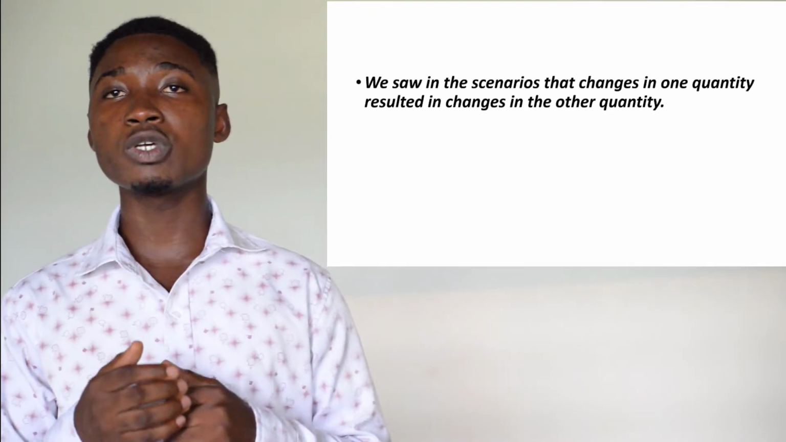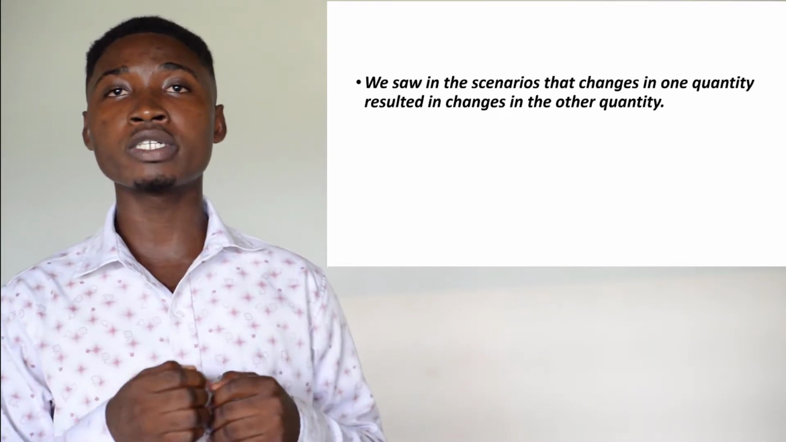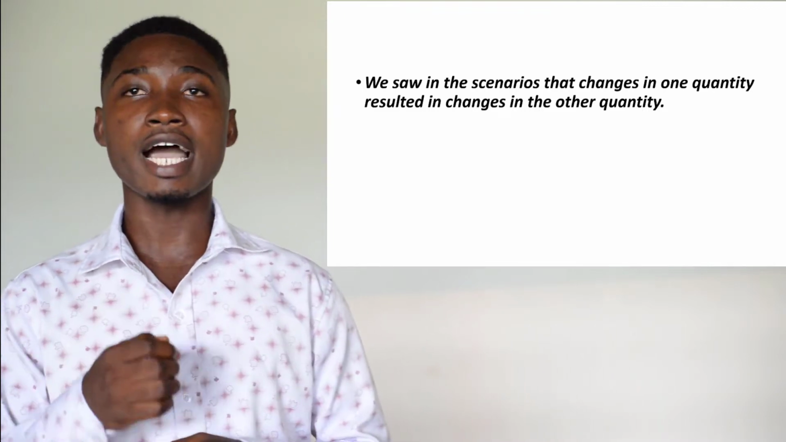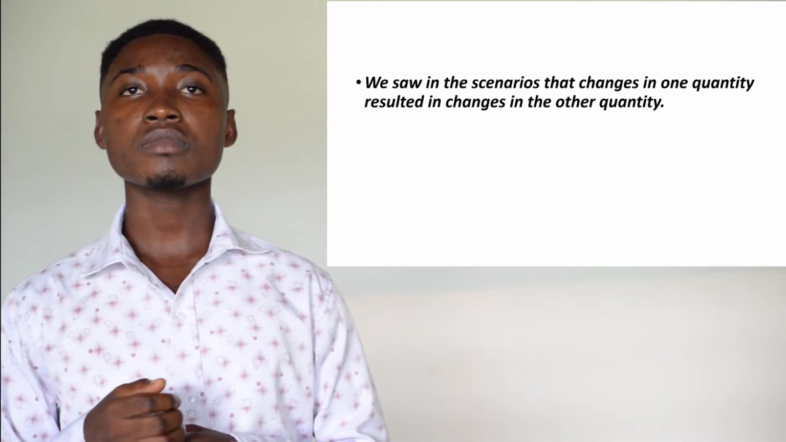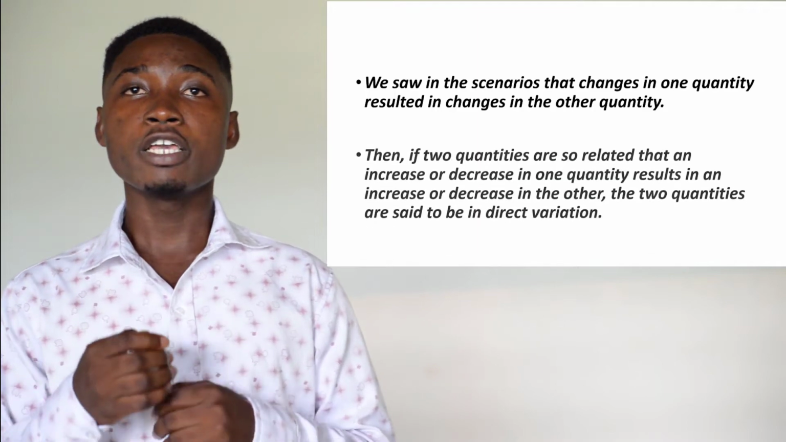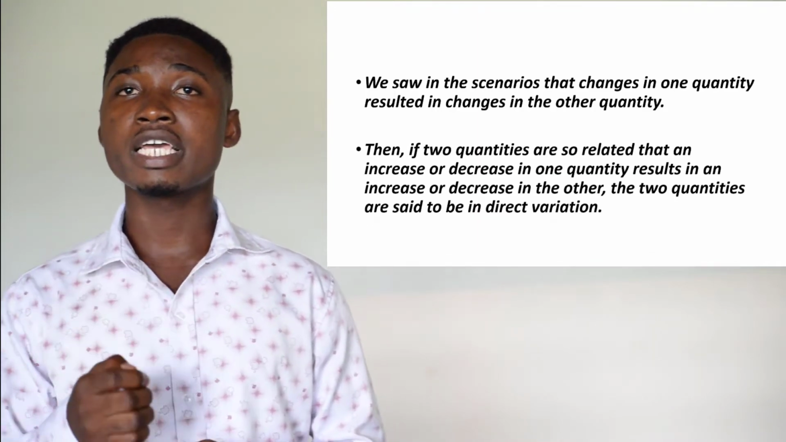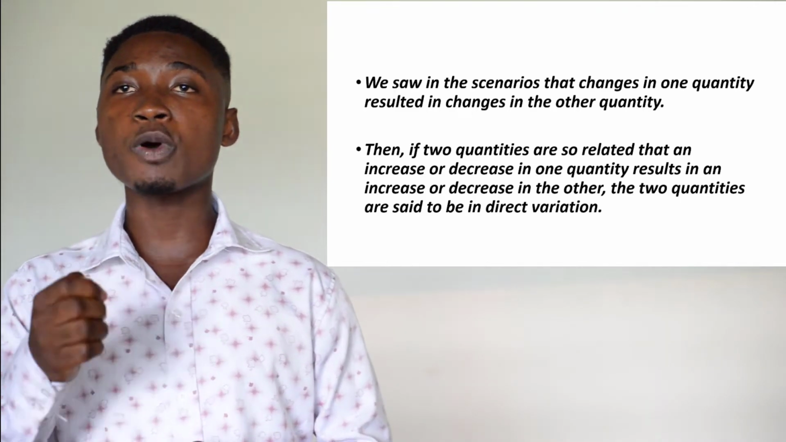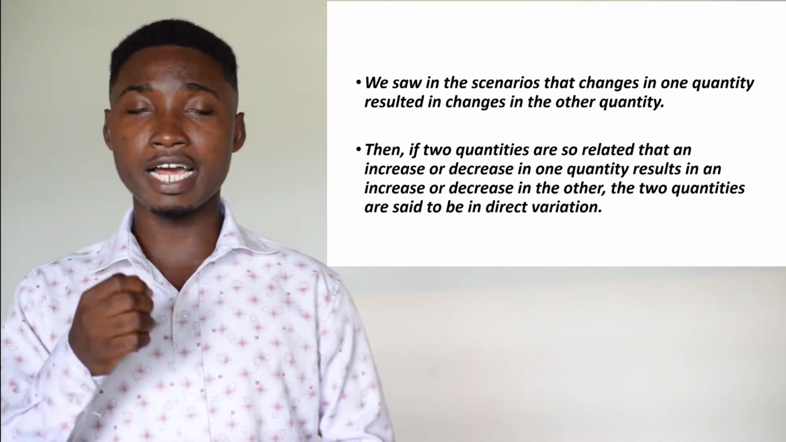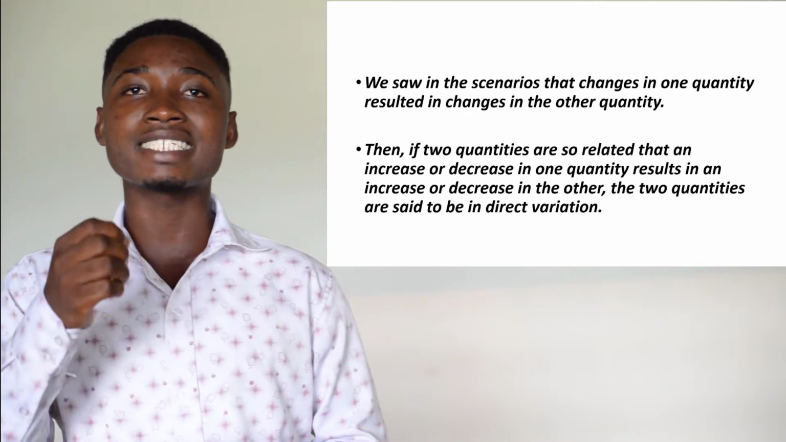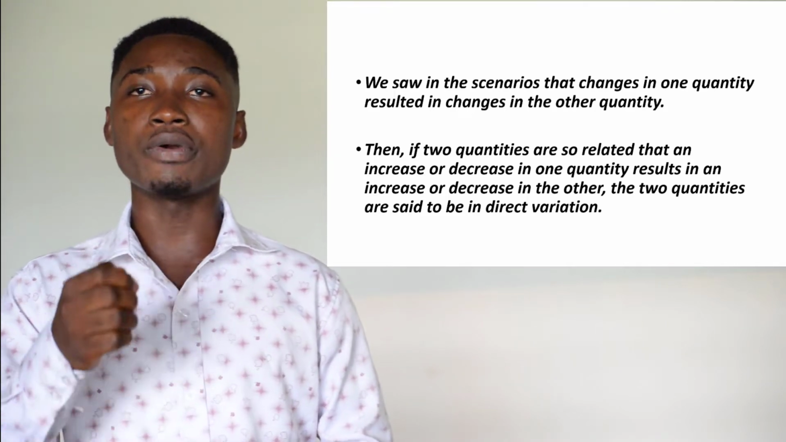So then, what can you say about these two situations? I guess what you are thinking is right. We saw in the situations above that changes in one quantity resulted in changes in the other quantity. Then, if two quantities are so related that an increase or decrease in one quantity leads to a corresponding increase or decrease in the other, then the two quantities are said to be in direct variation.